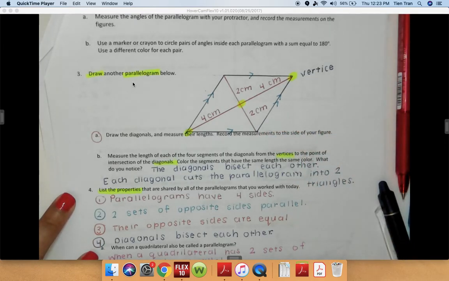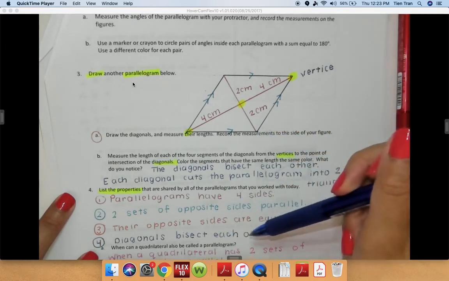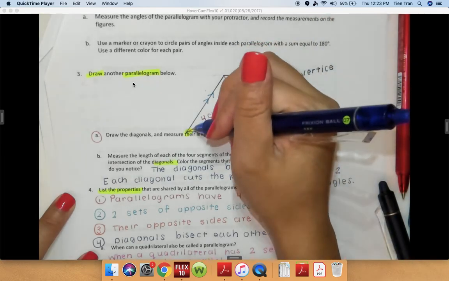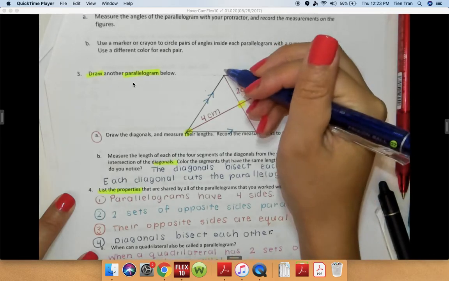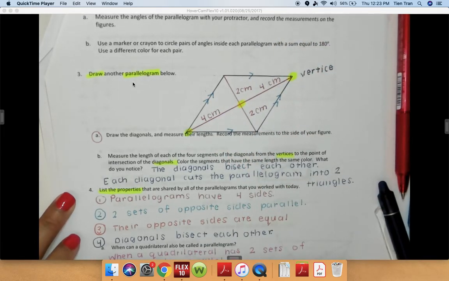Now 4, diagonals. Diagonals bisect each other. Diagonal meaning like their sides cross. You see this? They both cross with one another.